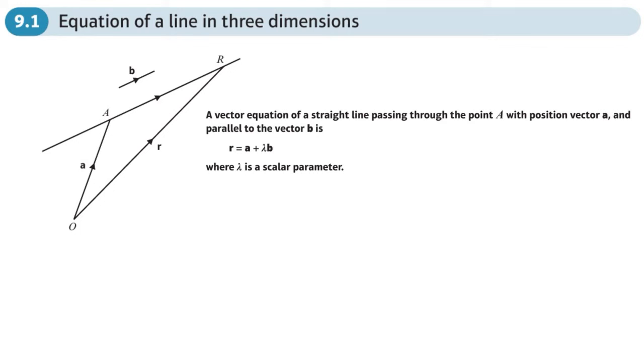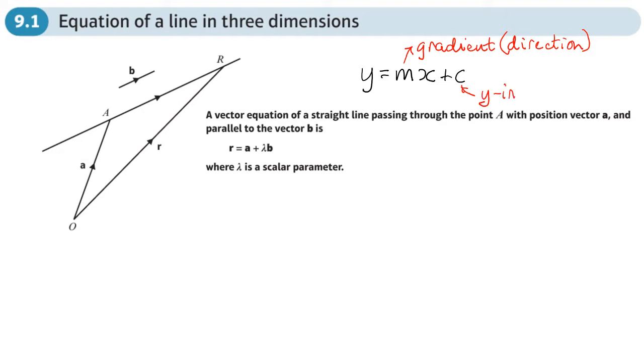This is the first section in the vectors chapter, and here we're going to be looking at the equation of a line in 3 dimensions. Now, we're really used to the equation of a line in 2 dimensions, so y equals mx plus c, where m is the gradient. So it basically tells you what direction the line is going in. And c is the y-intercept. And basically that's just a special point that the line passes through.